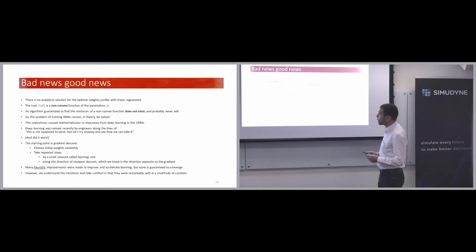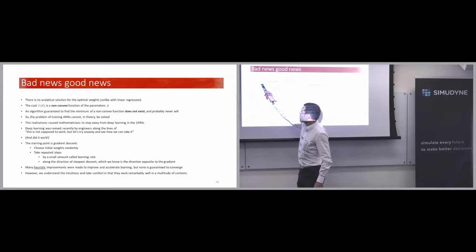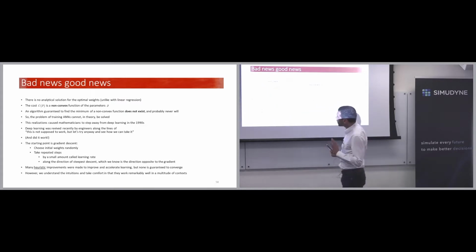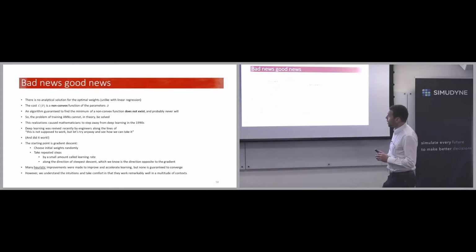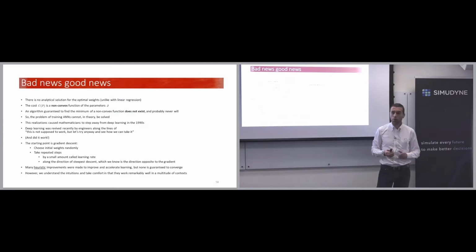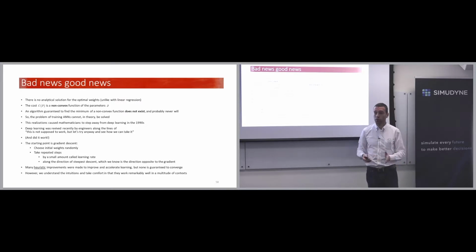But there's more bad news. The cost C, so the sum of squared error as a function of all the parameters, is a non-convex function of the parameters theta. And there exists no algorithm that's guaranteed to find the minimum of a non-convex function. Such an algorithm does not exist, and most likely never will, right? So this is what caused mathematicians, our people, to turn our back on deep learning in the 1990s. We said, it can't be done. This is a non-convex function. Let's move on to something else.